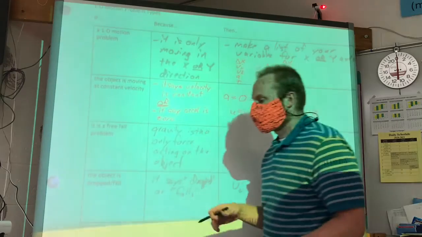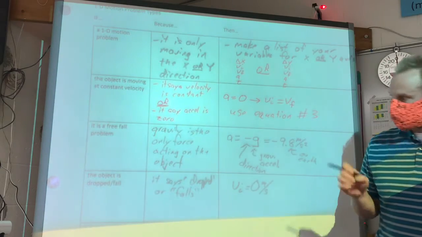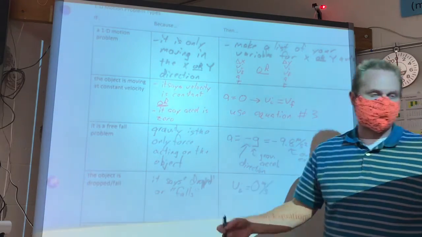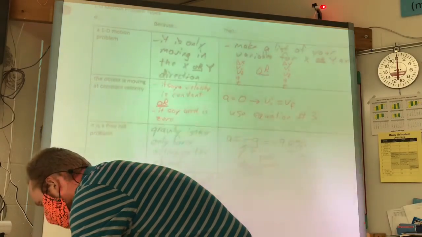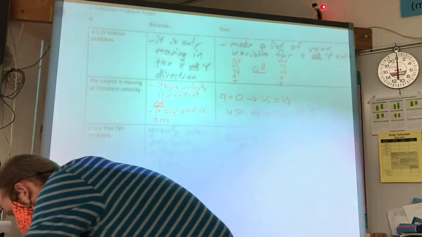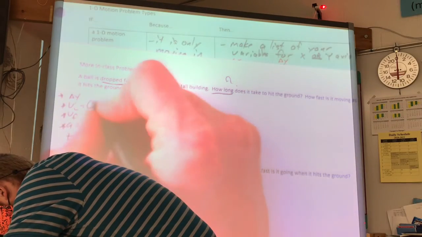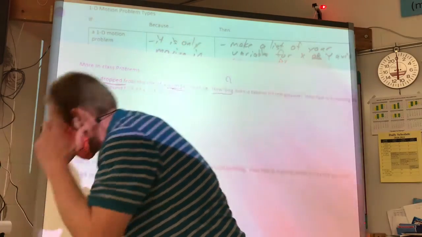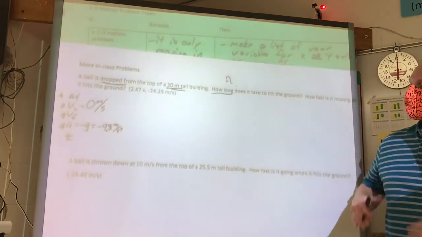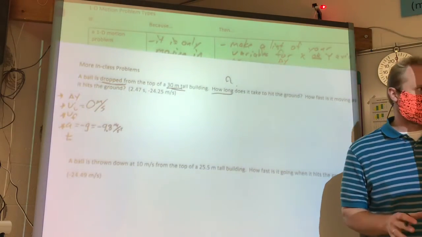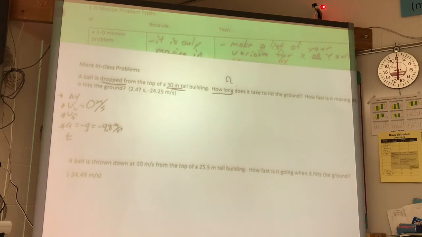Is the object dropped, or does the object fall? Does it say it's dropped, or does it say it falls? And it says, yeah, the object is dropped. So because of that, we can say our initial velocity is going to be 0. That's where we're done with problem types as of right now. We'll fill in those other 2 in a little bit.